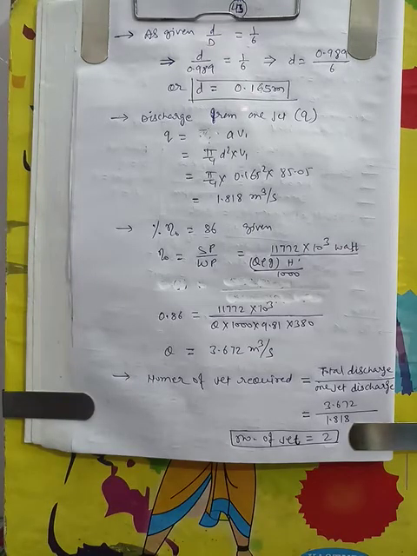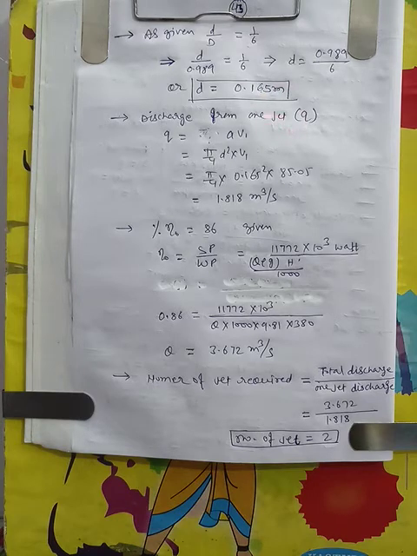Given that small d by capital D is equal to 1 by 6, it is given. So capital D we calculated, and from here we can calculate small d. Small d will come from here, that is 0.165 meter.